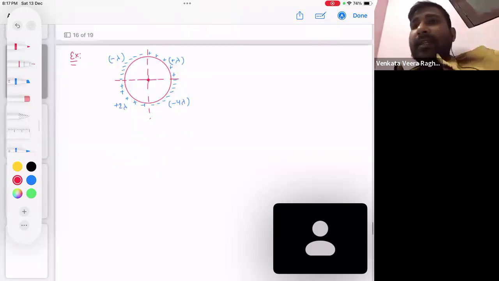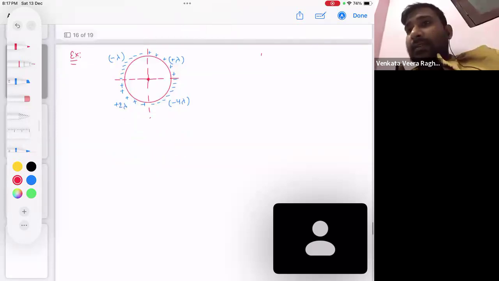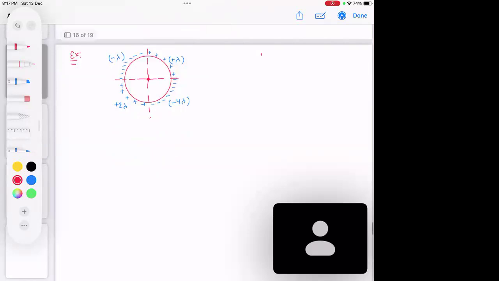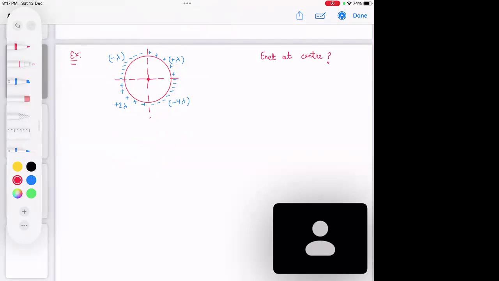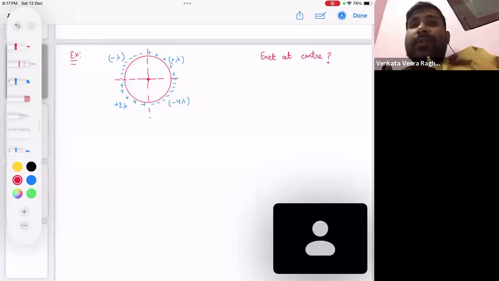How do you find it? Tell me. Sir, we can cancel out 1 lambda from 2 lambda because it's opposite. And from minus lambda also we can cancel it. So we'll get plus lambda and minus 3 lambda. Very good. That is also something you can do. All of you got what he's saying?